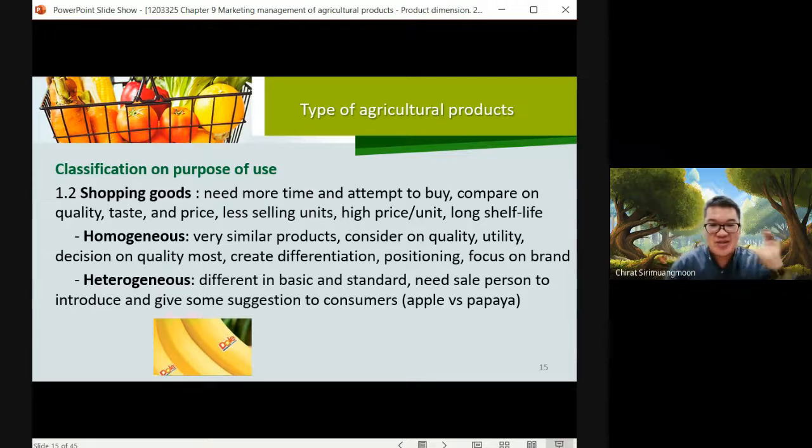Okay, sorry. I think some animals just walk around here.